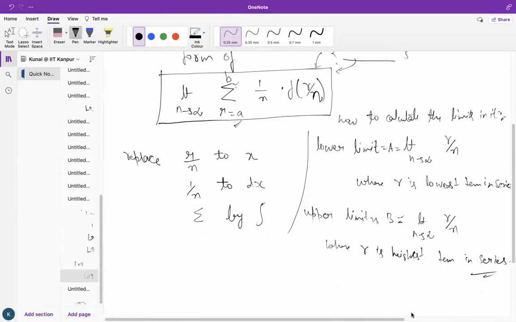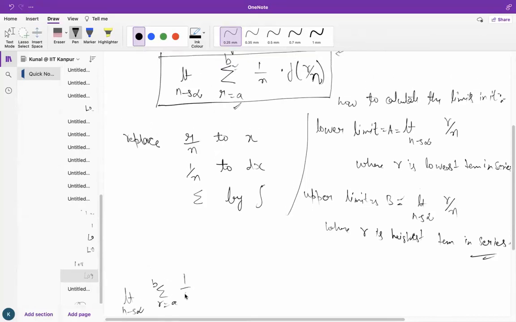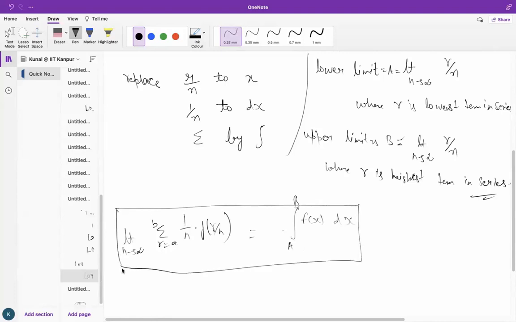So let me write here how this term looks. Our limit n tending to infinity, and then summation from r equal to a to b, it is actually 1 by n dot f of r by n. It's something like our integration from a to b f(x) dx. We have to convert this into this format. Let me show you how we do that.